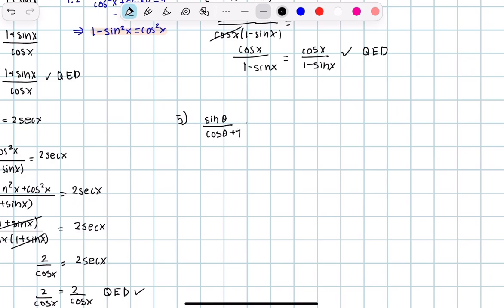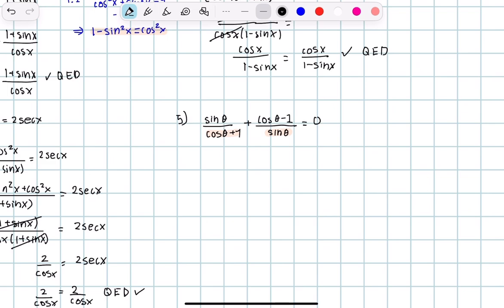Okay, now for our last problem, let's say we have sine theta divided by cosine theta plus 1 plus cosine theta minus 1 divided by sine theta. And let's say this is equal to 0. So let's start with the left side and let's use the common denominator of sine theta times cosine theta plus 1. So we're going to make this our common denominator.